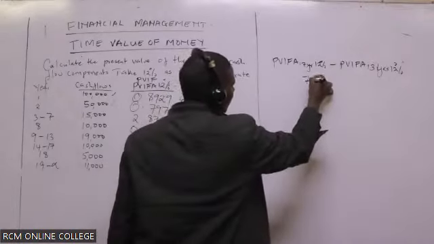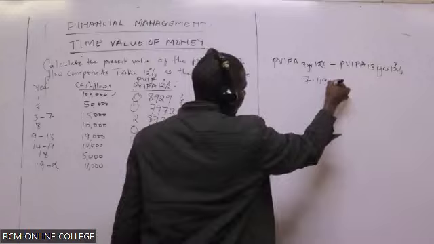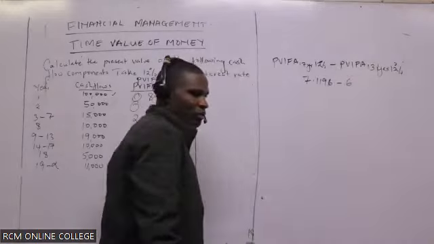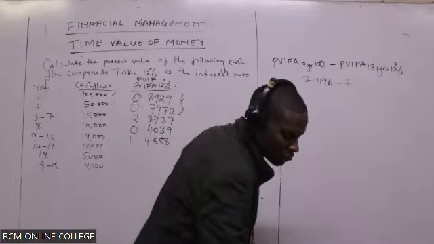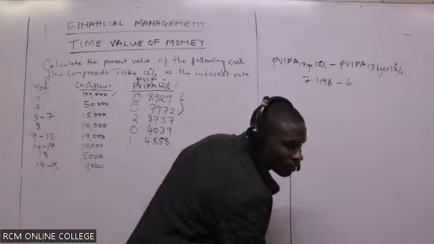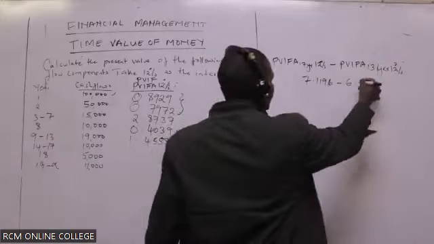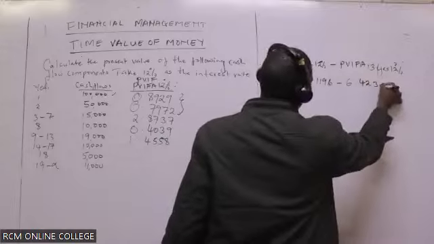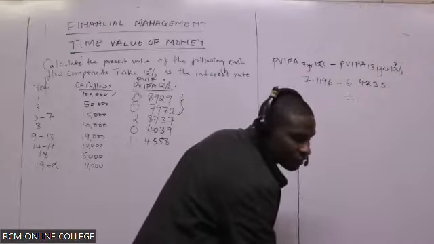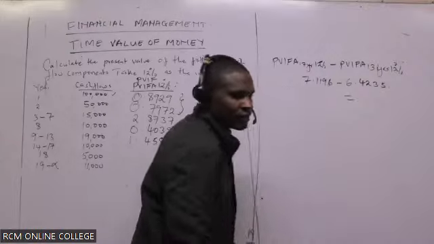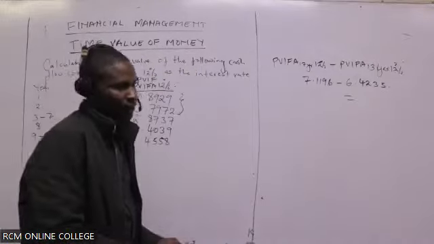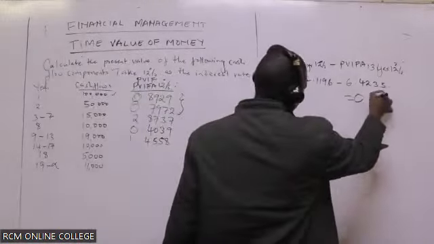So I am given there 7.1196, minus what I had here, 6.4235. I had erased it but it is up there, you can trace it here. As simple as that. What difference do we get? The difference is 0.6961.